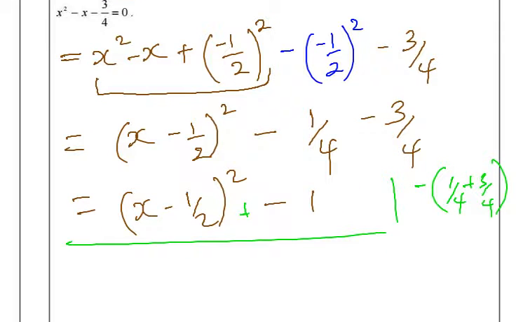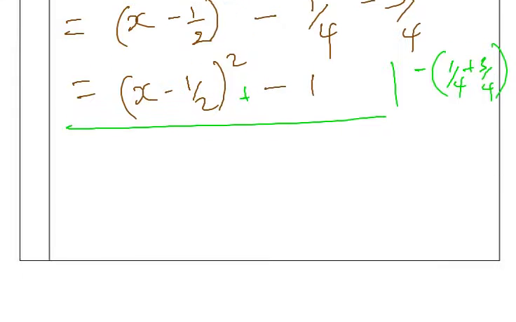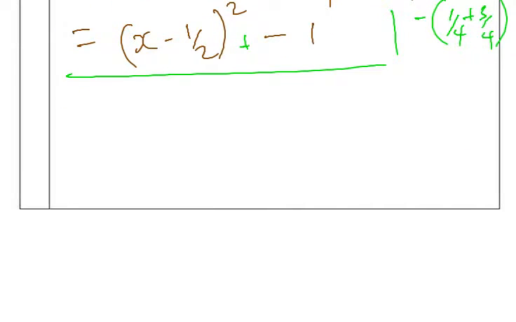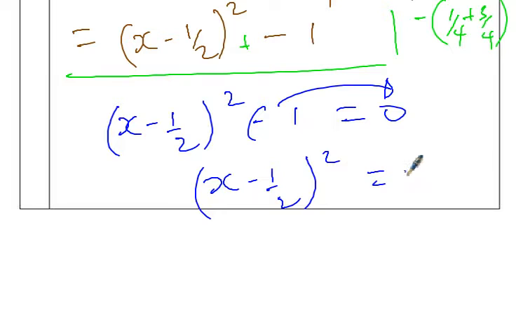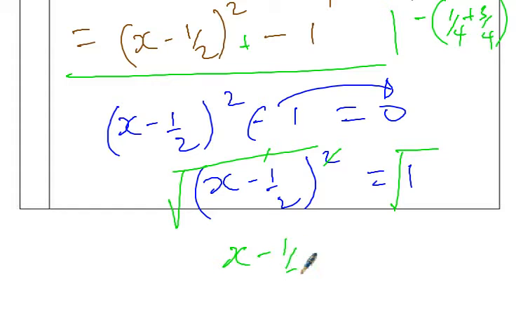Good. Now hence solve. Now the solving part, as I said in question 4, we shall simply go ahead and equate this to 0. So I have this is equal to 0. Take the minus 1 to the other side. X minus a half squared should equal to now 0 plus 1, which is 1. From there, we can take the square root on both sides, and so we have x minus a half is equal to square root of 1 is plus or minus 1.